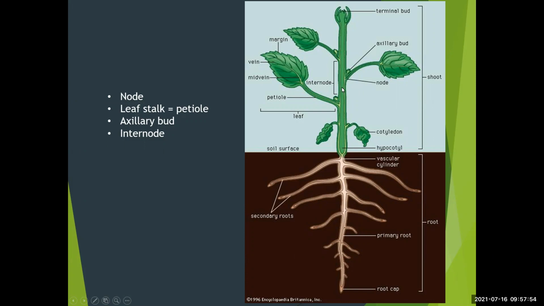Thank you. Okay, so we have a leaf being produced. The angle between the leaf and the stem is called the axil, and you have an axillary bud that's produced just above the leaf. You always have to remember this as the basic structure, right? The stalk to that leaf is often called a petiole. And then the space in between those nodes is called the internode.